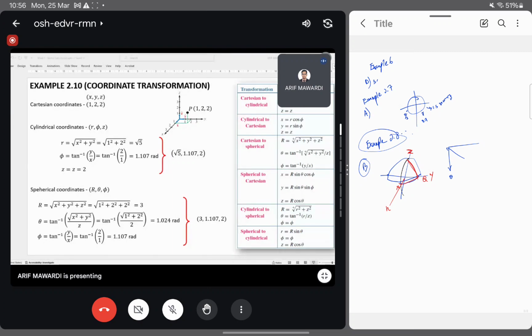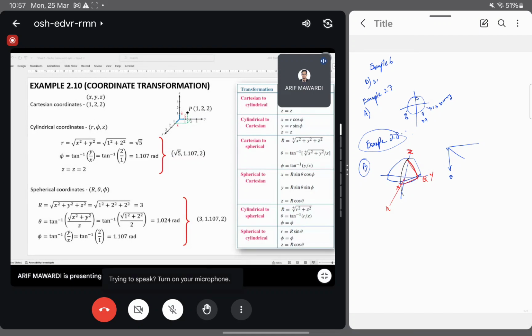Now I need to determine the value for the second coordinate variable in the cylindrical coordinate system, which is phi. To determine phi, I can use this equation here: phi is equal to the inverse tan of y over x. I know the value of y is 2 and the value of x is 1. So I just substitute these two values, and I get this value for the second coordinate variable, phi.